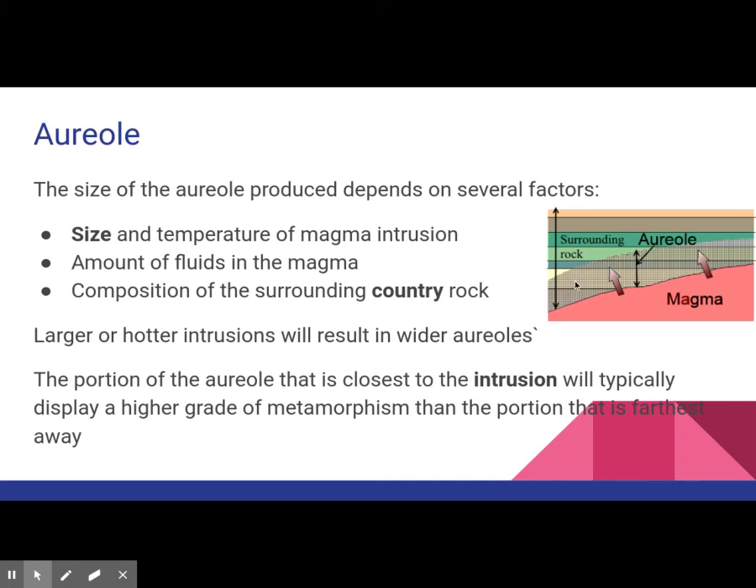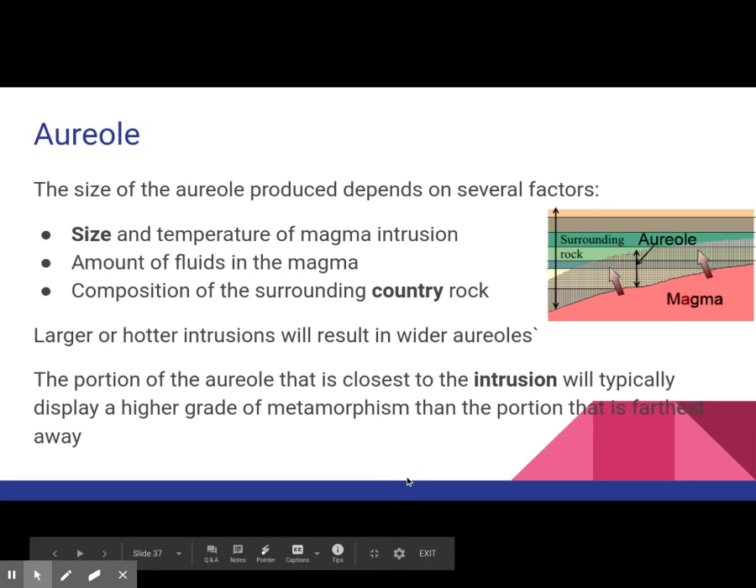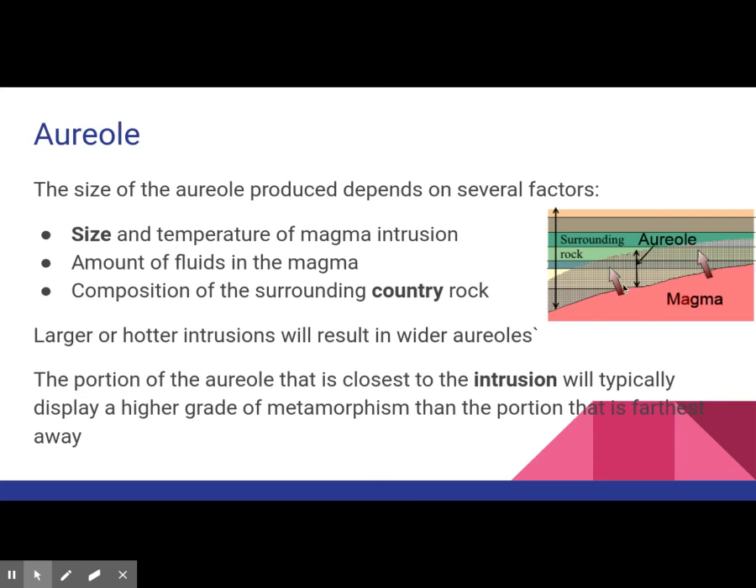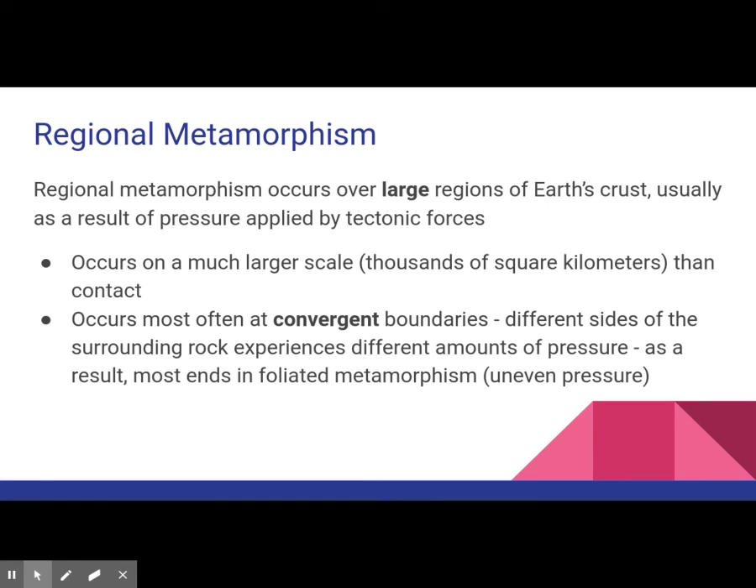And then what is the country rock? So here is your country rock. All of this was country rock, the pre-existing rock. They call it the surrounding rock here. And then here's our new metamorphic rock. This is the aureole. So those three factors will determine how big this new rock will be. A bigger or hotter intrusion obviously results in a bigger and wider aureole. And then the portion of the aureole that's closest to the intrusion will usually have a higher degree of metamorphism, like right along here, because there is that direct contact. And then the further you get away from it, the less metamorphism.